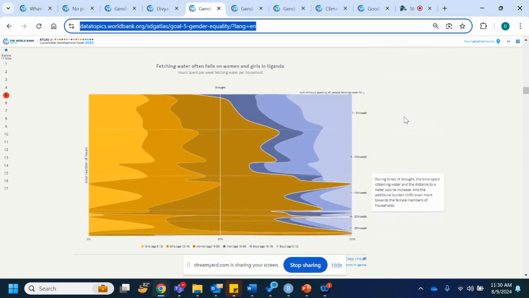Now, when there is a drought, this becomes a much more extreme situation where the yellow really takes over this chart. Basically, that means that women are spending much more time on fetching water because of longer distances and perhaps more trips in order to get the amount of water that they need. And the time spent by men actually didn't change at all.